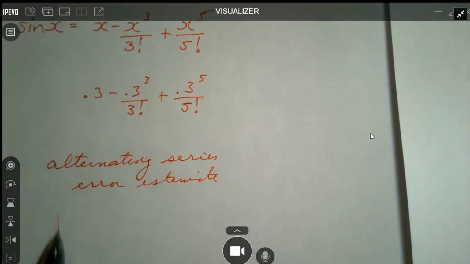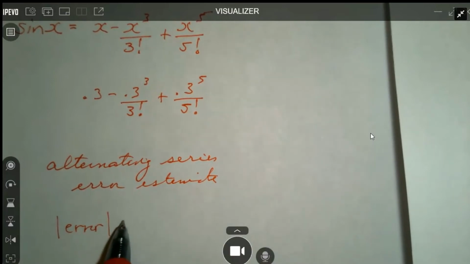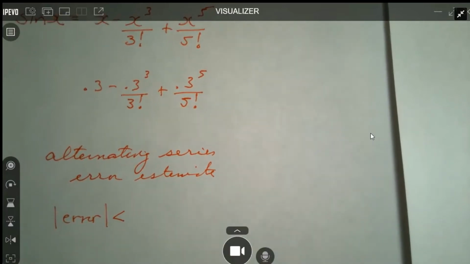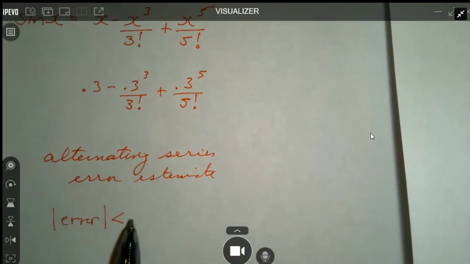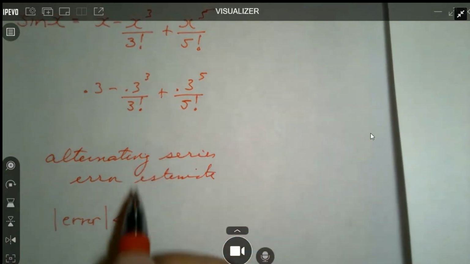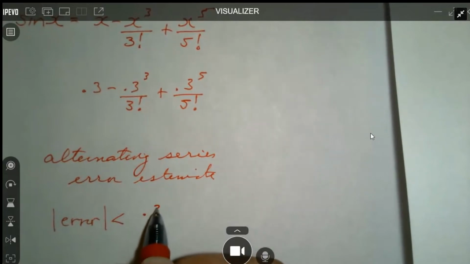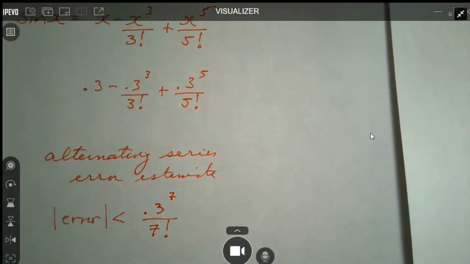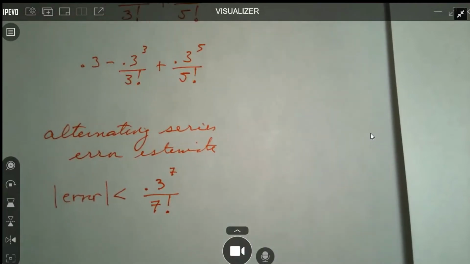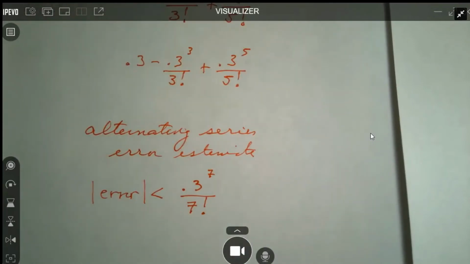which says that the absolute value of the error is going to be less than the absolute value of the next term. So the next term is going to be 0.3 to the 7th power over 7 factorial. And the absolute value of the error has to be less than that. So that's the original answer I was going for. Then I looked and said, oh, wait a minute, this is not in your answers. So I thought, okay, well, what do we do now?